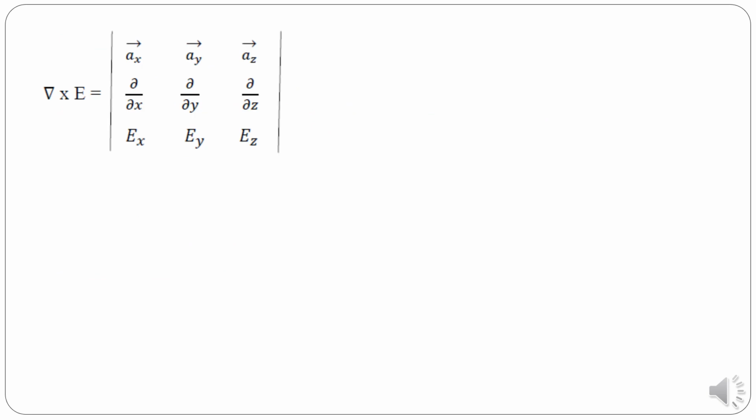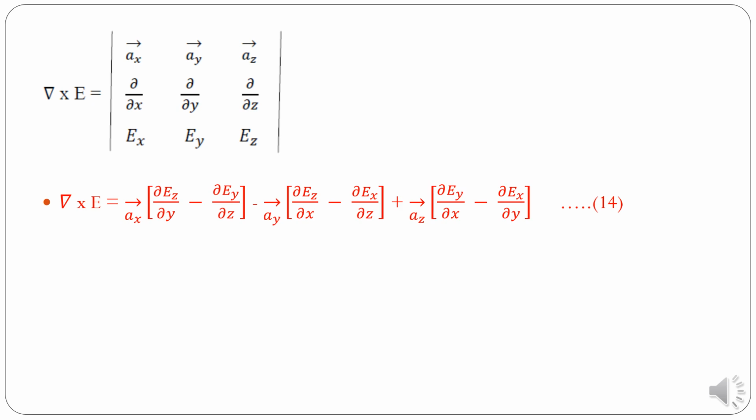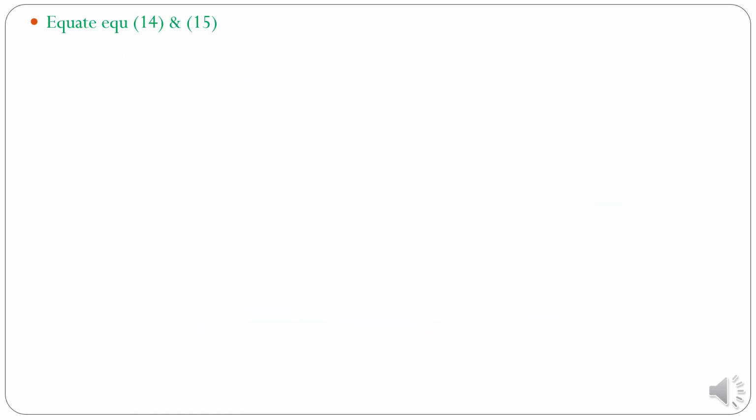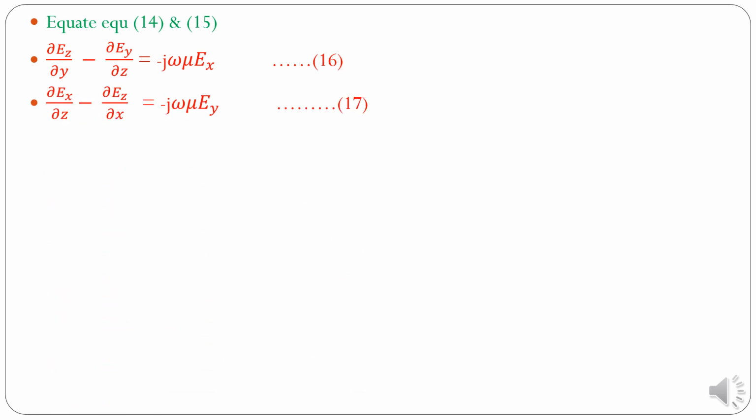Now we have to find the value of del cross E, which is the determinant of ax, ay, az, dou by dou x, dou by dou y, dou by dou z, Ex, Ey, Ez. You have to cross multiply this to find del cross E. In a similar way, you will get the value in terms of H and the unit vectors. Equating, you will get dou Ez by dou y minus dou Ey by dou z is equal to minus j omega mu Hx, dou Ex by dou z minus dou Ez by dou x is equal to minus j omega mu Hy, and dou Ey by dou x minus dou Ex by dou y is equal to minus j omega mu Hz.